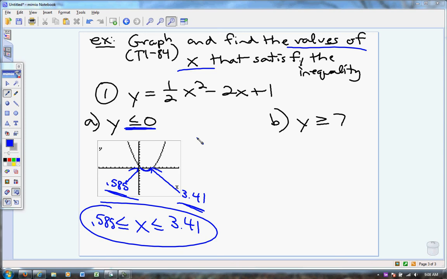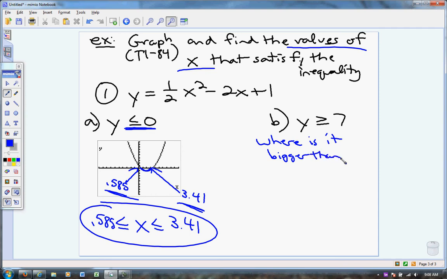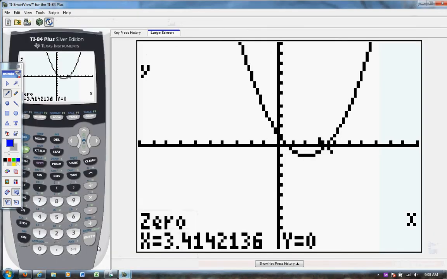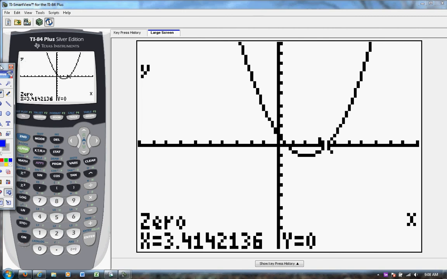Now, if we want to do part B, again, you need to understand what it is asking. It's asking where is it bigger than 7? Now remember, when we say where is it bigger, we're talking about y values, function values. All right? So just like we did last week, what we're going to do now is graph the line y equals 7.